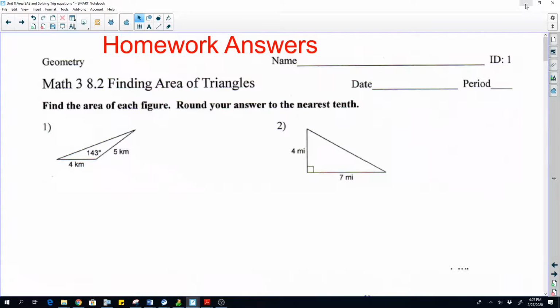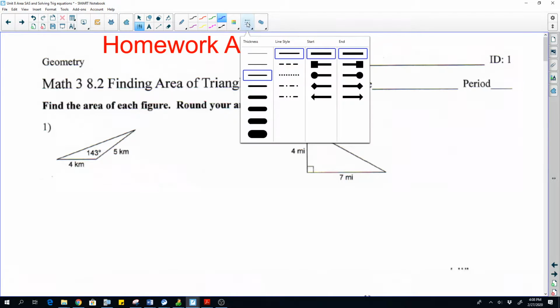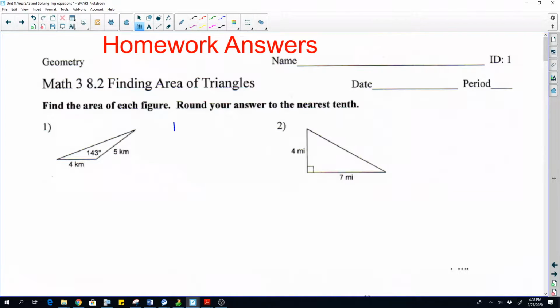So we're going to be helping you out finding the area of a triangle. Not too bad. If you think about the area of a triangle and the original formula for a right triangle, we could test it out on number 2. So it's 1/2 base times the height, right? That is the formula we're going to be using.